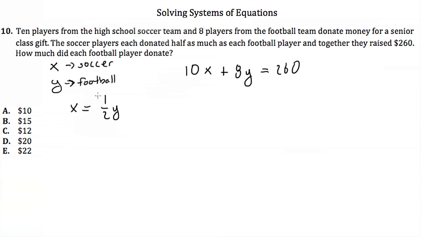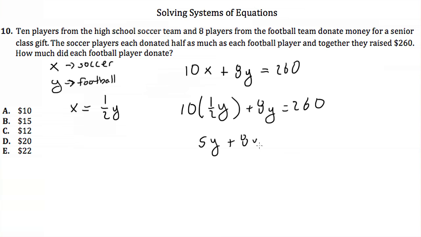To solve this, I'm going to plug in this value of X into my other equation. So I'll have 10 times 1/2 Y plus 8Y is equal to 260. Now 1/2 times 10 is 5, so this is 5Y plus 8Y is equal to 260. 5 plus 8 is 13Y is equal to 260. And Y is equal to 20. Y is what we wanted because we wanted to know how much each football player donated. Well, the answer is 20, or $20.